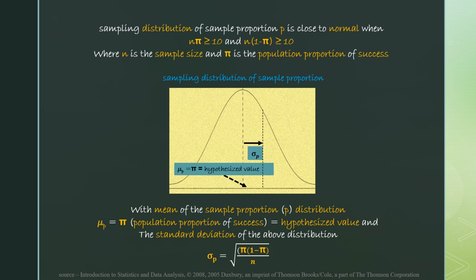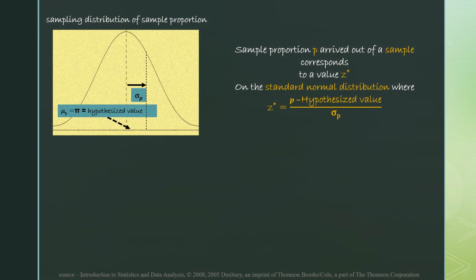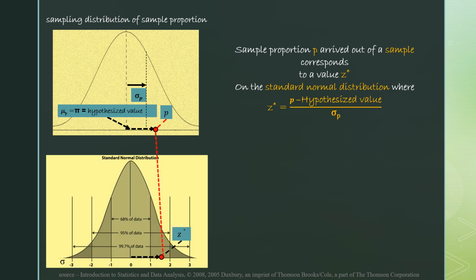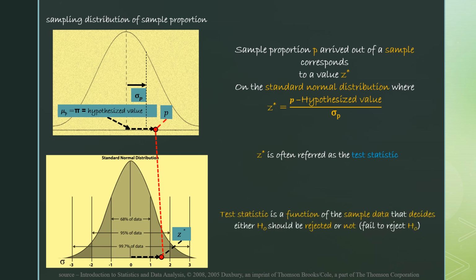And the standard deviation of the above distribution, σp, equals the square root of π multiplied by (1 − π) divided by n. A sample proportion p arrived at from a sample corresponds to a value z star on the standard normal distribution, where z star equals p minus the hypothesized value divided by σp. Z star is often referred to as the test statistic. The test statistic is a function of the sample data that decides whether H0 should be rejected or not, that is, fail to reject H0.